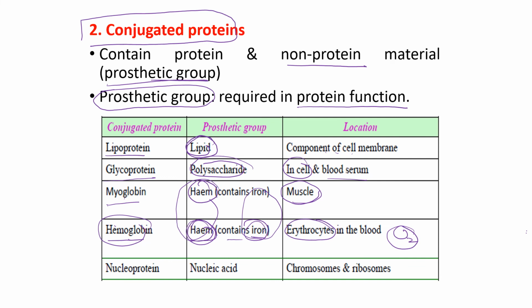And then the last one is nucleoprotein, found in nucleic acid. It is the combination between protein and nucleic acids, like the histone just now, to form a chromosome, and also the component within the ribosome.